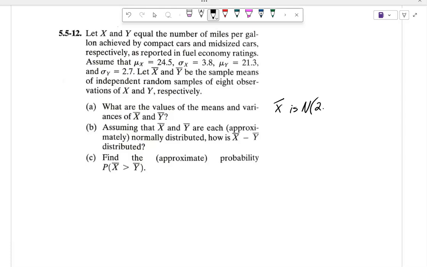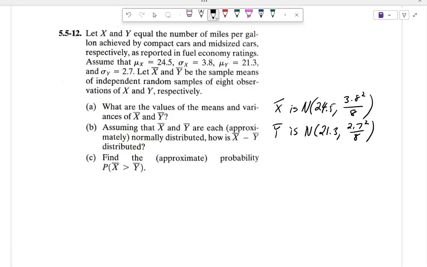The mean will be the same, but the variance will be the variance of the original. Notice I gave you the standard deviation, so you need to square, divided by the sample size, which in this case is 8. Y bar is also normal. The mean stays the same. And then the variance will be 2.7 squared over 8. So that'll be your part A in that case.